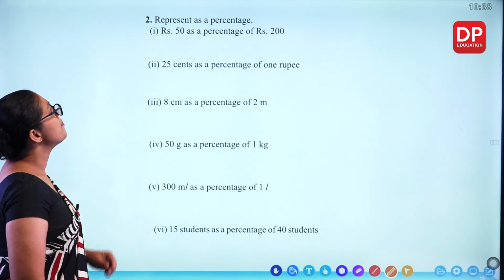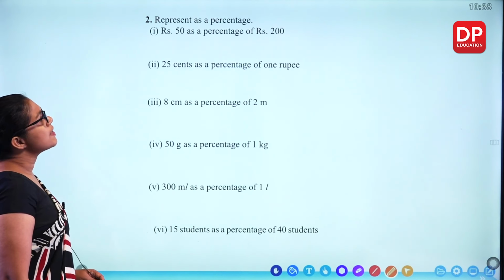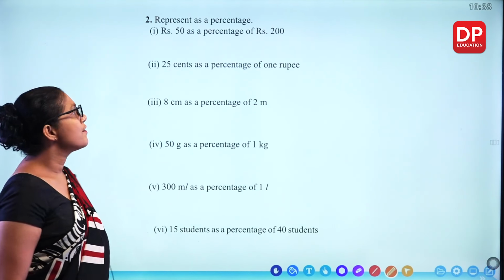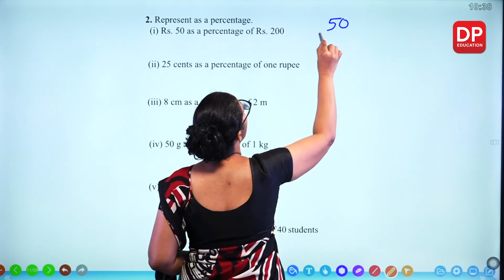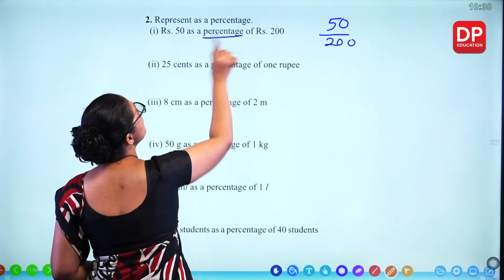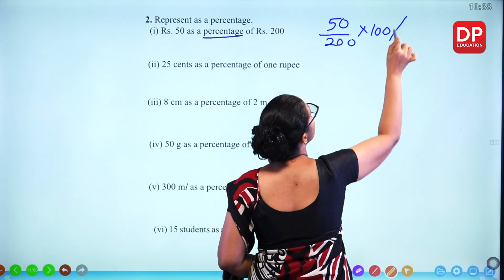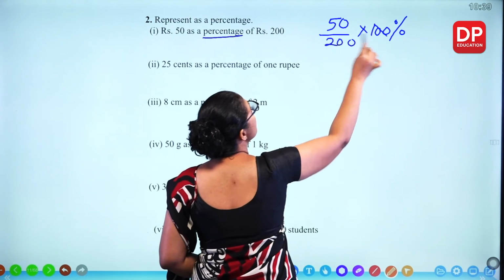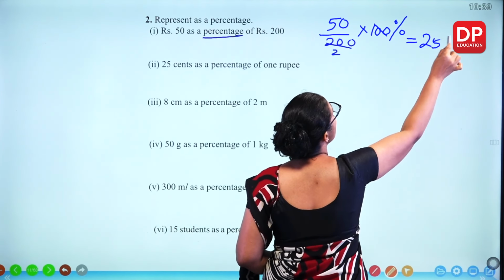Question number 2. Represent as a percentage. 50 rupees as a percentage of 200. So how can we do that? 50 rupees out of 200. You have to convert to a percentage. So multiply by 100. 100 times 50 over 200, divide by 2, you get 25%.